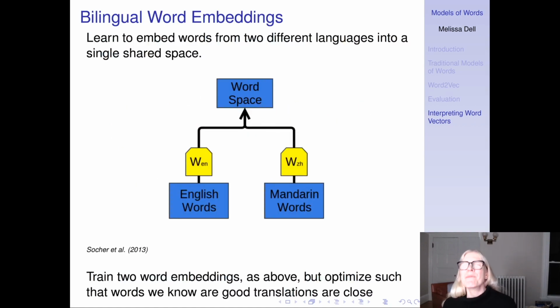Another separate but relevant note that I wanted to make here was about some work that was done on bilingual word embeddings, because this is going to be a precursor to some of the things that we see, especially when we go to talk about multimodal learning. This figure is from a paper that aimed to learn to embed words from 2 different languages into a single shared space. So taking words from English and words from Mandarin, you train 2 word embeddings, but you optimize such that words that we know are good translations are close.